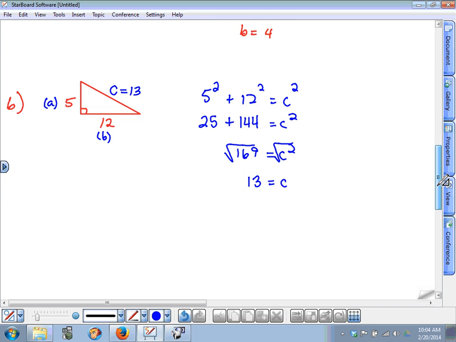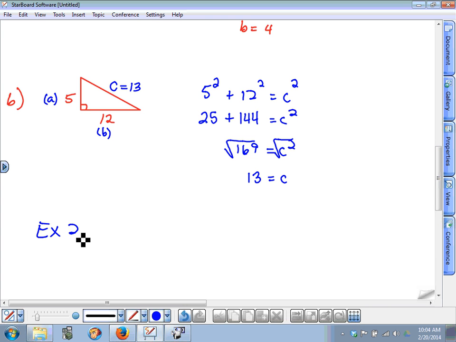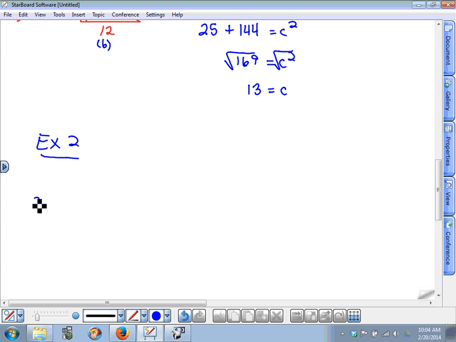13. Now, this example 2 is going to be significantly more challenging, you guys. Here we go. You're going to have to simplify some square roots. Because you guys are smart and you can handle it.